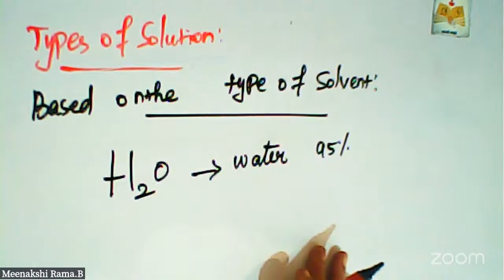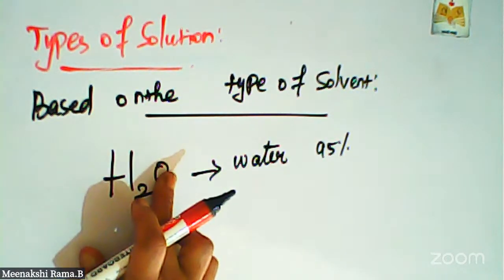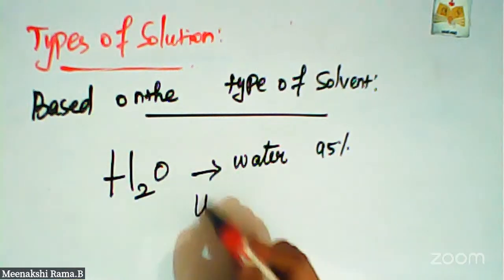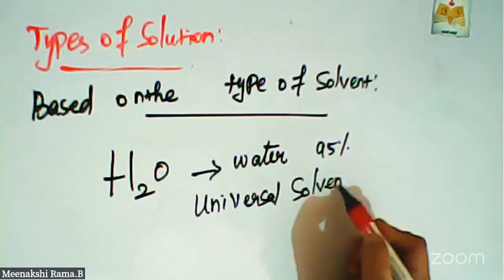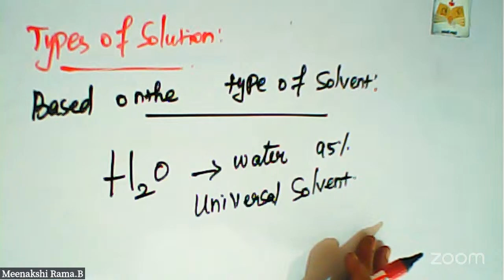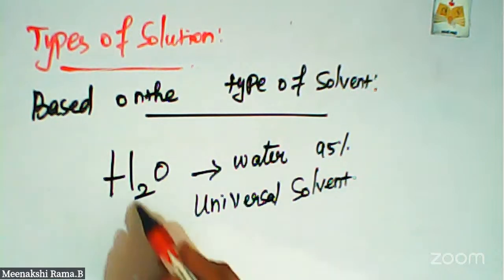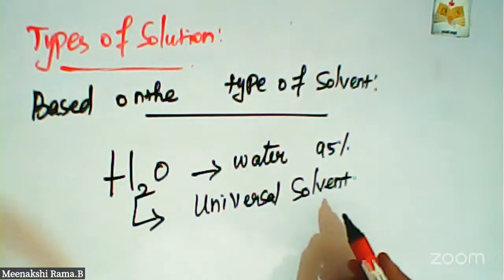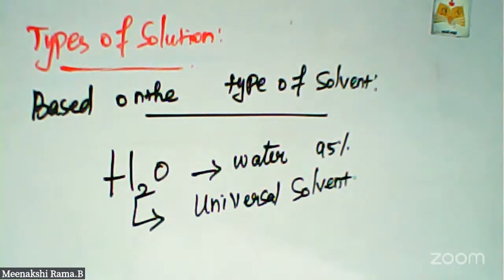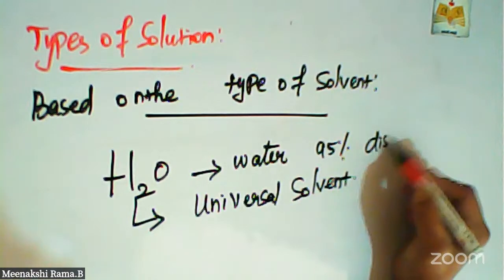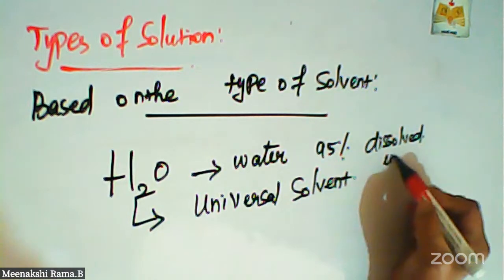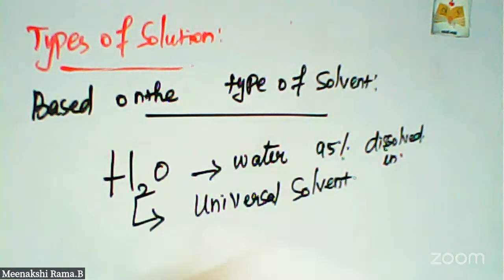95% of materials are dissolved in water, so water is called the universal solvent. Why is it called a universal solvent? Because on our earth, 95% of materials are dissolved in water. So it is called the universal solvent.